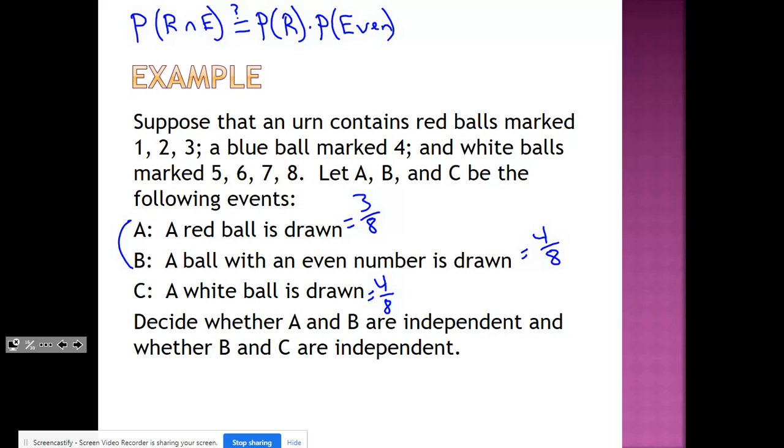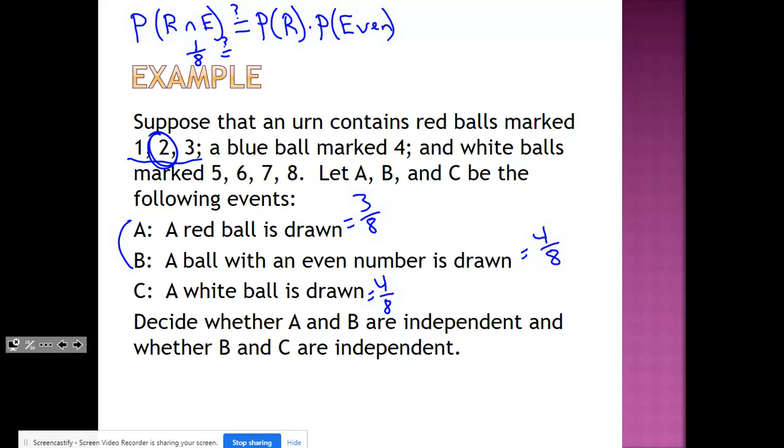So red intersect even. What that means is the probability of drawing a red even ball. So a ball is red and even. So how many red even balls are there? So here's the reds. Out of those that are even, there's 1. It's the number 2. So there's 1 red even. So the probability of being red and even, if we're drawing from all of the balls, will be 1/8.